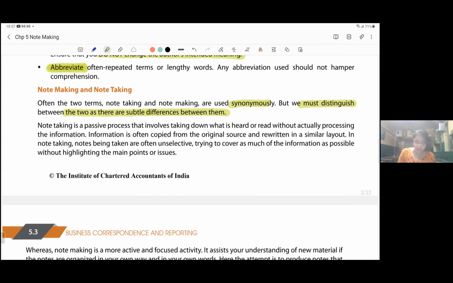Note taking is a passive process that involves taking down what is heard and or read without actual processing of the information. Note making means I am reading the paragraph myself, I am bifurcating the paragraph, and then I am writing the notes. That is called note making.